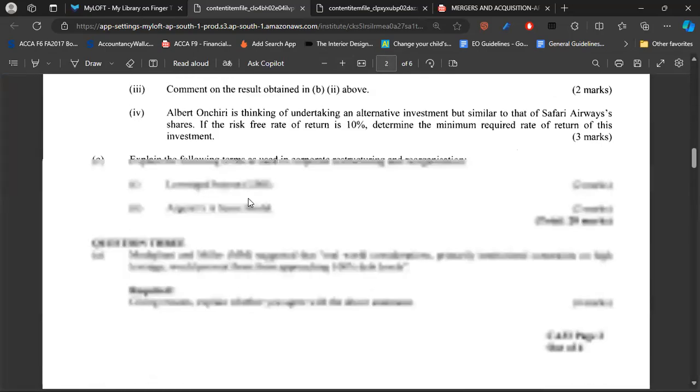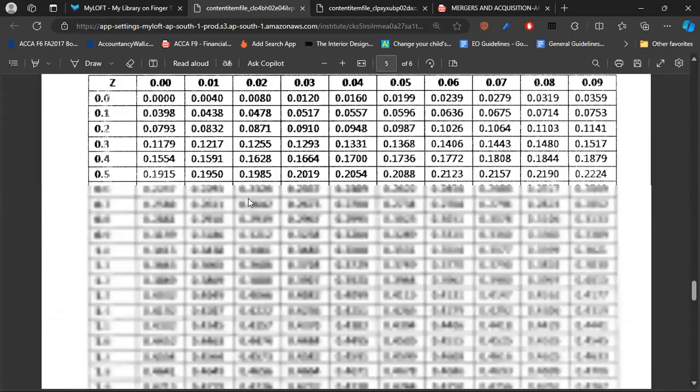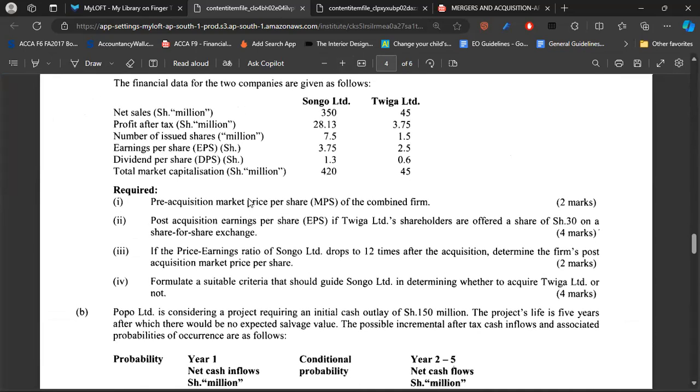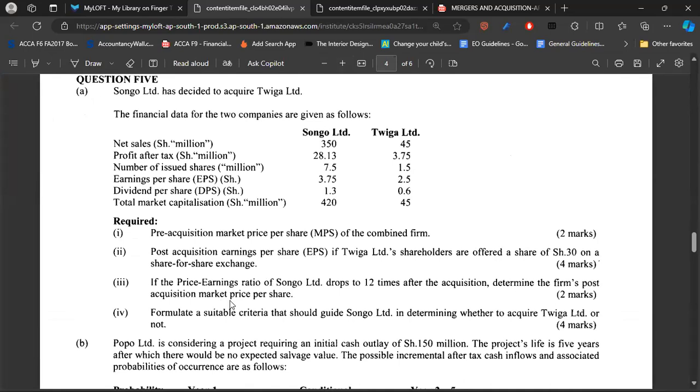So at the moment you get that past paper, you see the question on mergers, already falling immediately. You can see where it is, and it is followed by the decision tree. Someone to read the question, please. Songo Ltd has decided to acquire Tulka Ltd. The financial data for the two companies are given as follows.